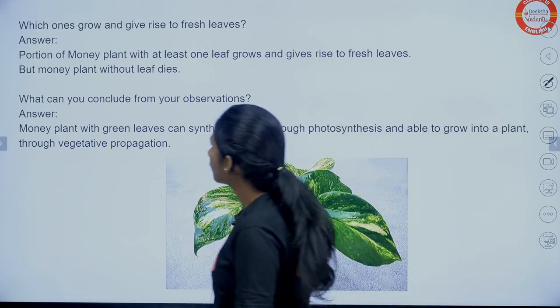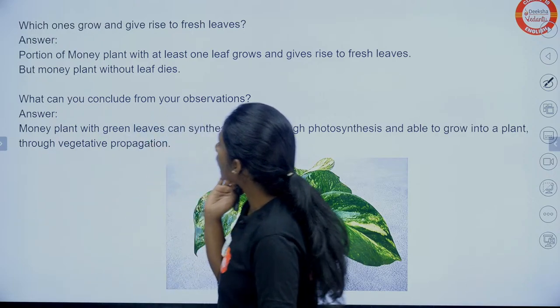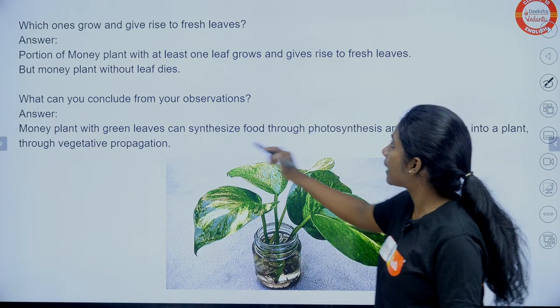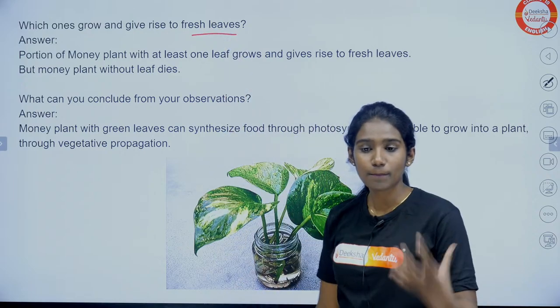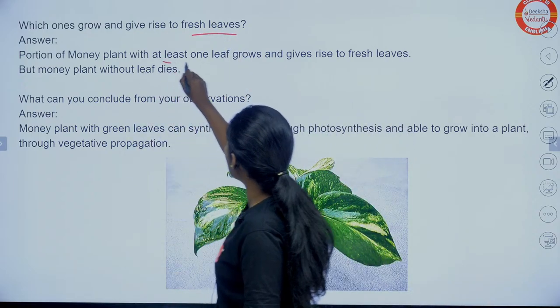Fine. So now the question was, which one grows and gives rise to fresh leaves? The portion of the money plant with at least one leaf.